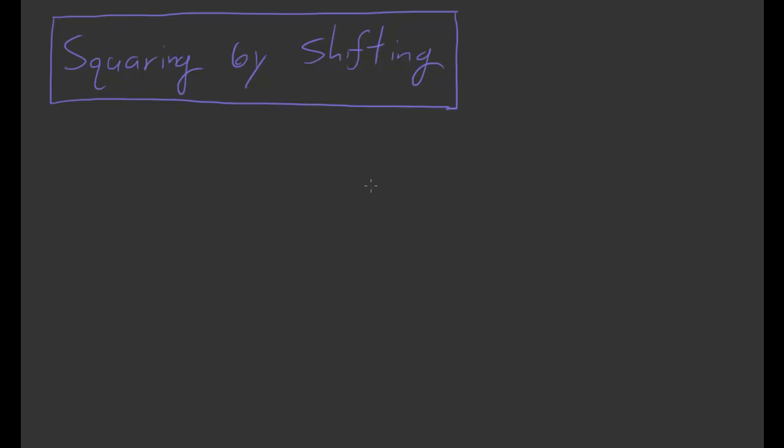Alright, so let's look at some examples of squaring by shifting. Now, as usual, this video isn't actually going to explain the squaring by shifting method. It's just going to be giving some examples. So if you haven't seen the method already, this video might be a little bit difficult to understand, just because you haven't seen the stuff yet.